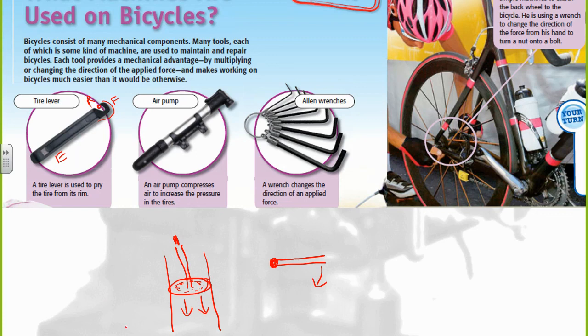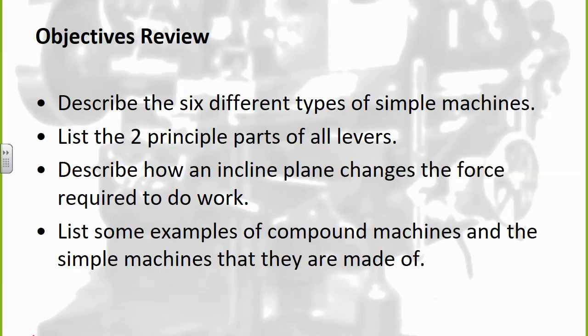Okay, so now we've talked about machines. Let's look at our objectives. Did we learn what we set out to learn? Can we describe the 6 different types of simple machines? Yes. Can we list the 2 principal parts of all levers? Remember, we have the rigid arm, and then we have the fulcrum. Describe how the inclined plane changes the force required to do work. It increases the distance upon which that force has to be applied.